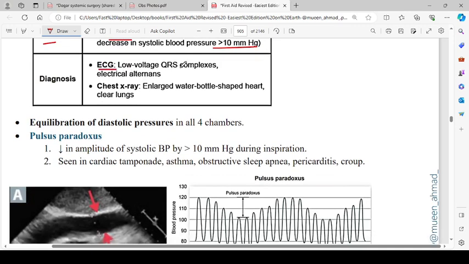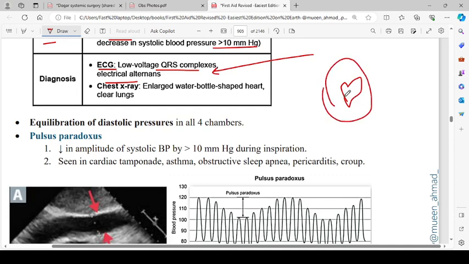Diagnosis is by the ECG: low voltage QRS complexes and electrical alternans. You must remember these words, electrical alternans, because the heart, suppose this is the heart and this is the pericardial sac, the heart is literally swinging inside and outside in the pericardial space because of the excessive amount of fluid that is present.